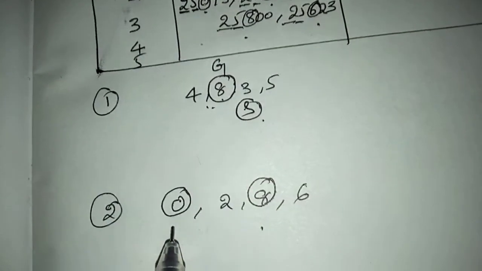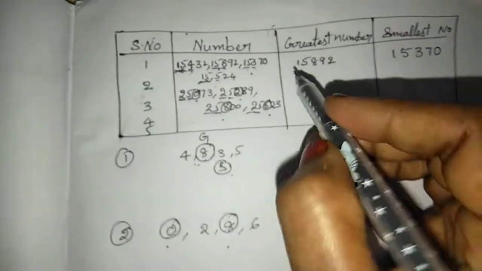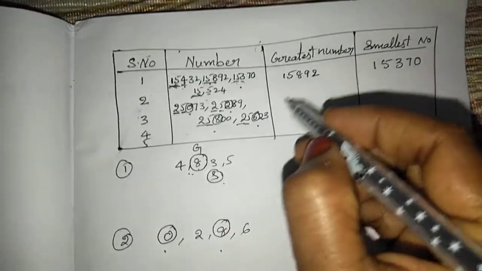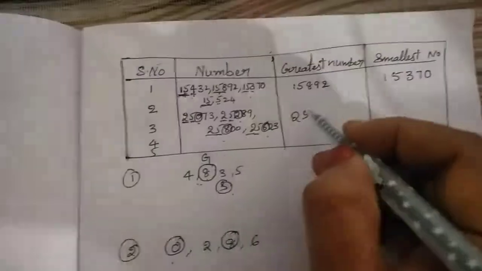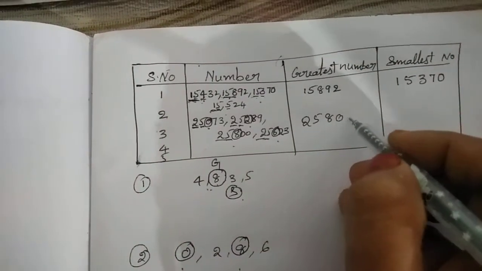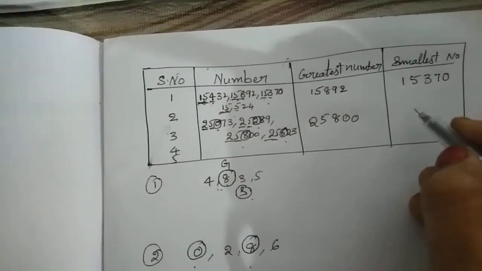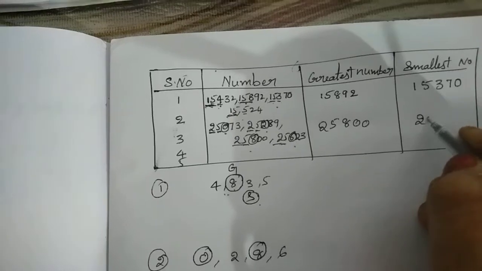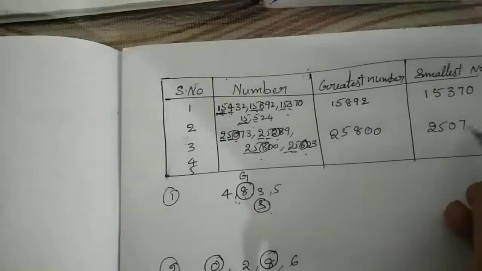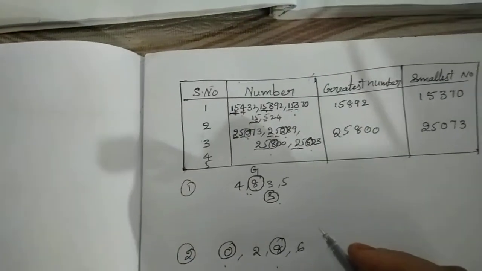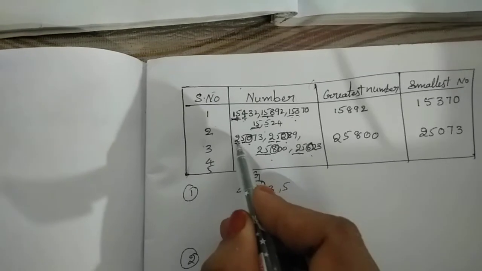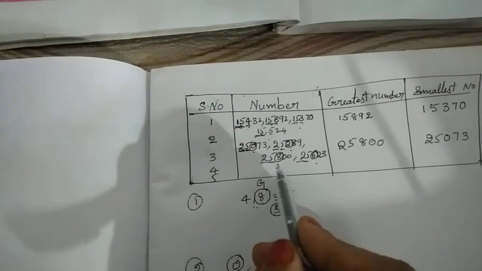Okay, I think that you understood. Now I am writing the biggest number here. That is 25,800. That is the biggest number. Next one, 25,073. It is the smallest. Understood, I think. It is having 25,000s, 25,000s, 25,000s.